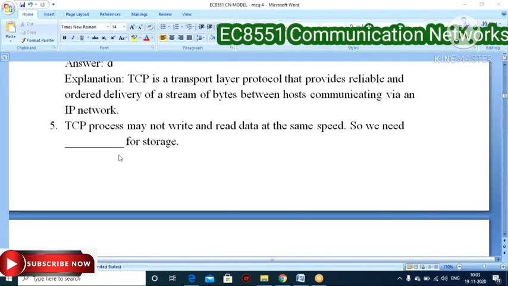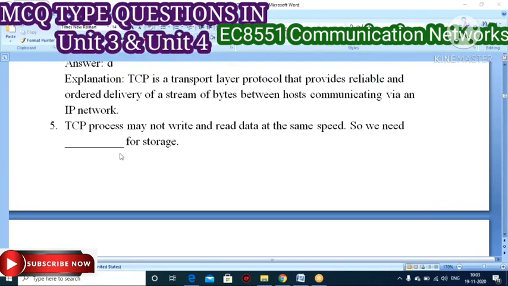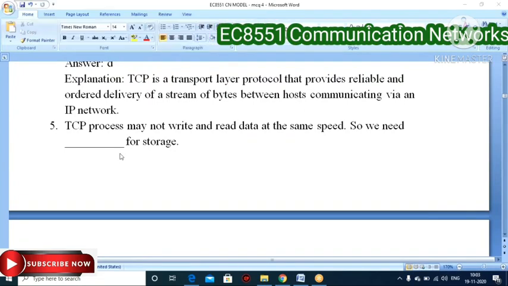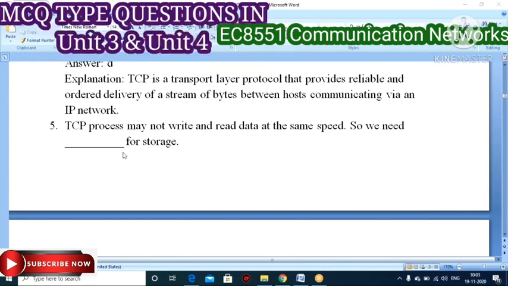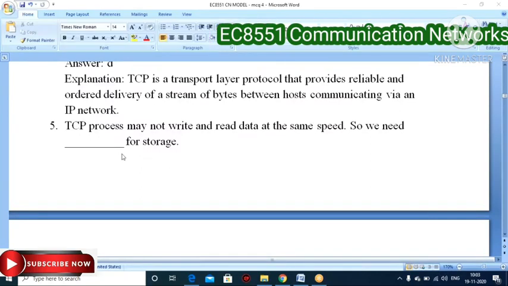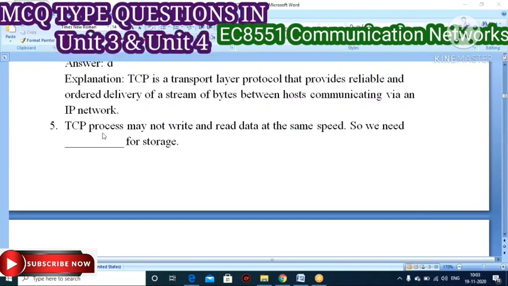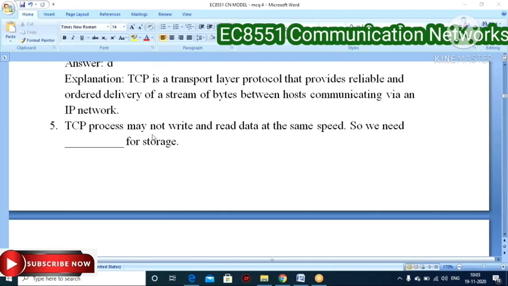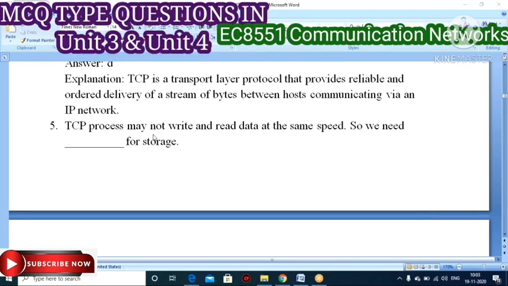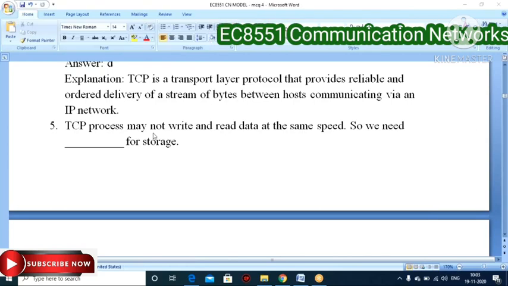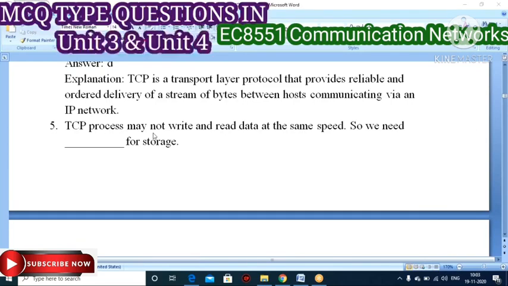So next question: TCP process may not write and read the data at the same speed, so we need dash for storage. Without seeing the answer, I can answer this question, right? TCP process may not write or read the data at the same speed. So we need dash for the storage. Under the topic TCP, you have the answer for this question.